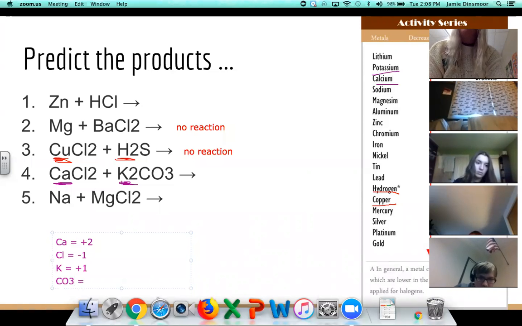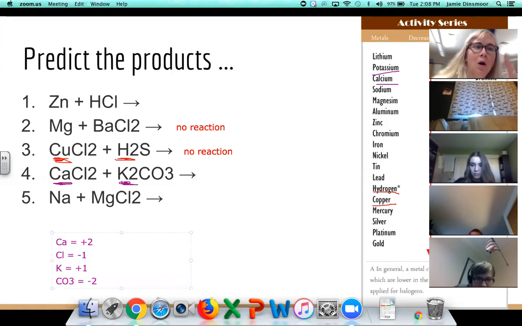We could look on our polyatomic ion chart, or we could figure out the charge just from looking at the bonding here. We see 2 potassiums for 1 polyatomic ion here, right? I believe it's carbonate. So we know that this must have a charge of -2. Okay, so knowing that, what would our products be?